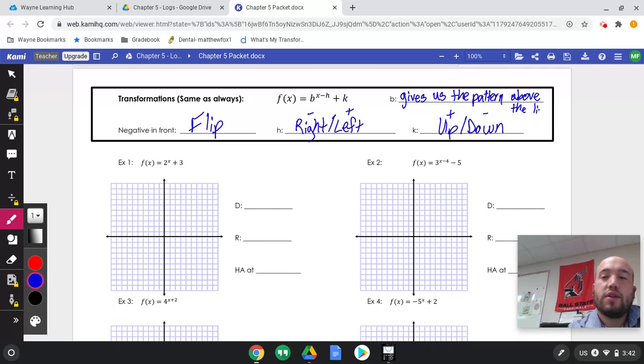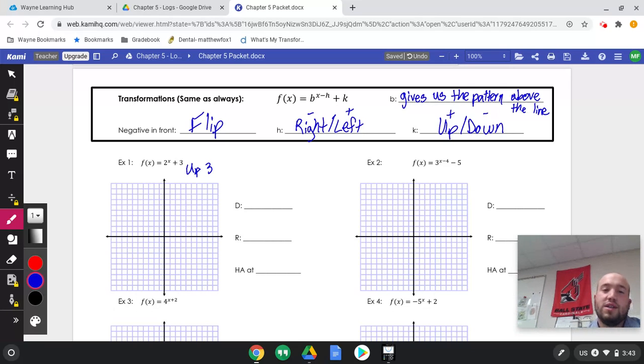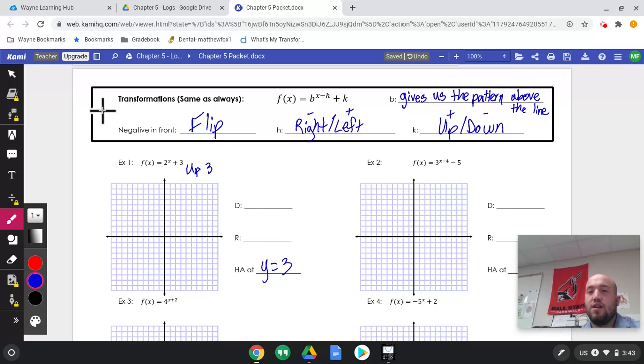All right, so if we look here at this first one, 2 to the x plus 3. The first thing I want us to do is acknowledge, is it going to go up, down, left, right? Is it going to flip? Since it's plus 3 tacked on at the end, that's going to be up 3. Now, if we shift it up 3, that means instead of our horizontal asymptote being at 0 like on the first two, that's going to shift up 3 to y equals 3. If there's nothing tacked on there, then it's just going to be y equals 0. But in our case here, it's y equals 3 because we got a plus 3 tacked on.